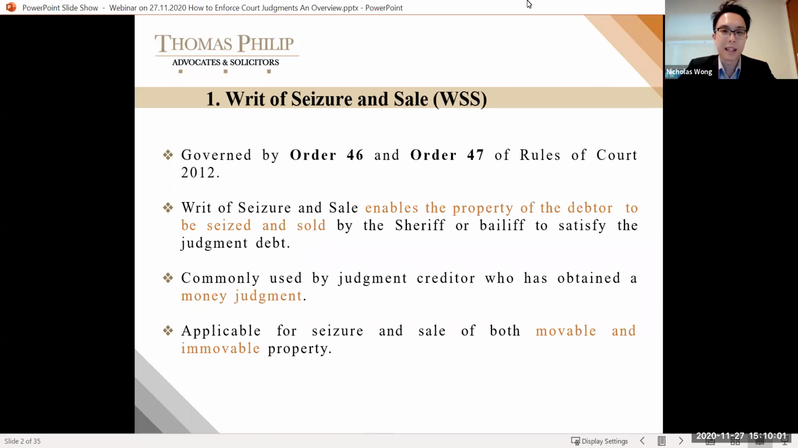In other words, all of this is happening after you've already gone through the process of filing your suit against them in court. You've gotten judgment, whether after trial or by way of summary judgment or some other summary process. This also applies to movable and immovable property. In other words, it applies to landed property, and it applies to your movable belongings, even your laptops and your furniture and so on.